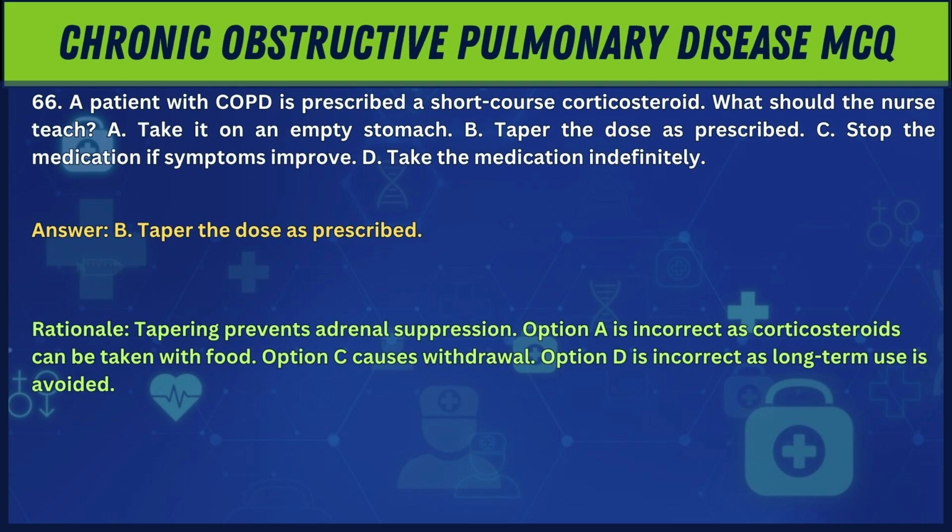66. A patient with COPD is prescribed a short-course corticosteroid. What should the nurse teach? A. Take it on an empty stomach. B. Taper the dose as prescribed. C. Stop the medication if symptoms improve. D. Take the medication indefinitely. Answer: B. Taper the dose as prescribed.